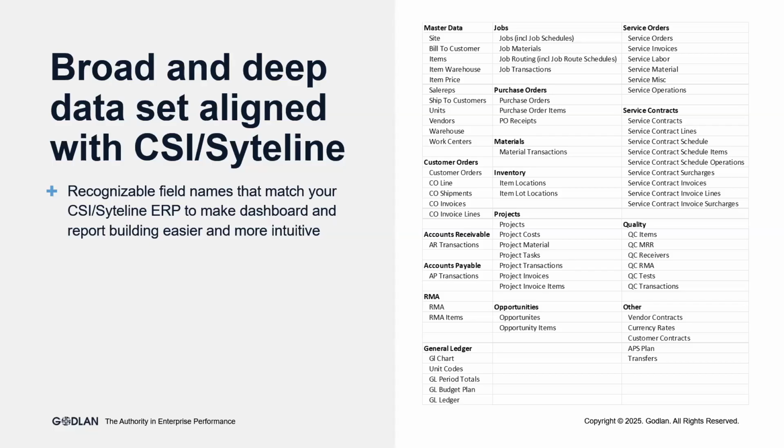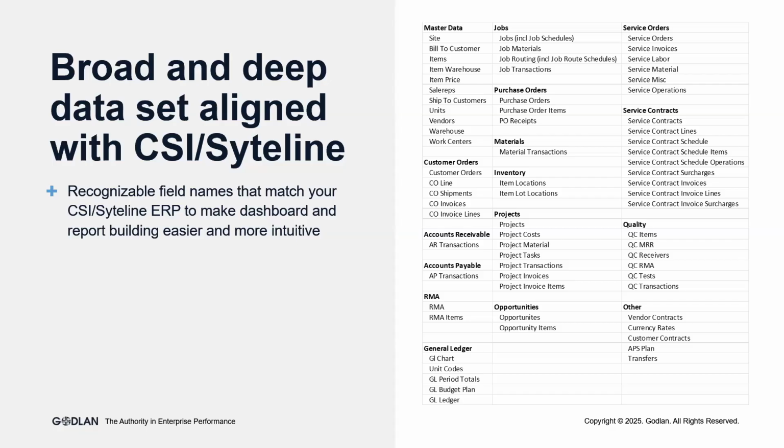Opportunities and opportunity items, and then service from both the perspective of service contracts and a full complement of data set there, as well as the service orders and a relationship of those service orders back to the units or serialized items that might be associated with it.